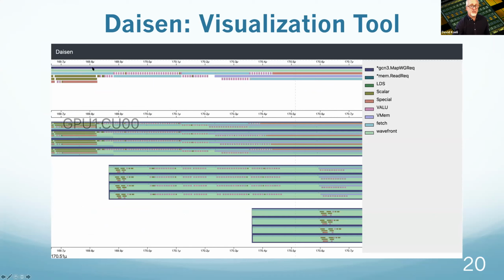I can also look at where latency is occurring. I have time across the x-axis in microseconds, and here's GPU 1's control unit 00. I can do this compute unit by compute unit, and break down the execution to see what's going on internally. So I have a full range of tools available through Dyson for visualization. Dyson works across different architectures. It works for mGPU sim, and it will be available for other simulators in the near future as well.